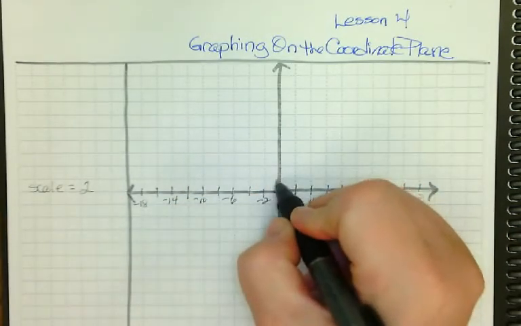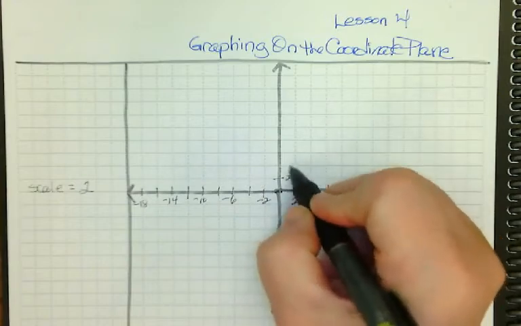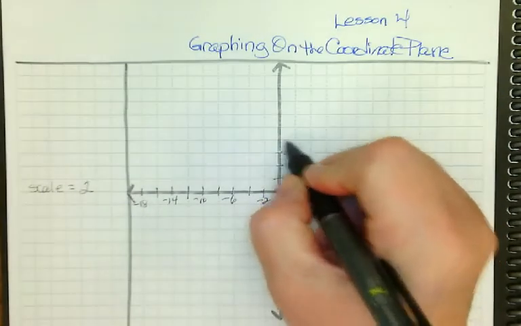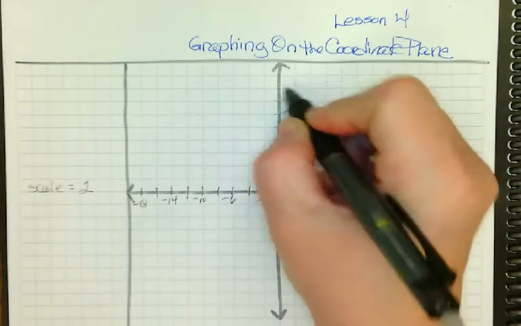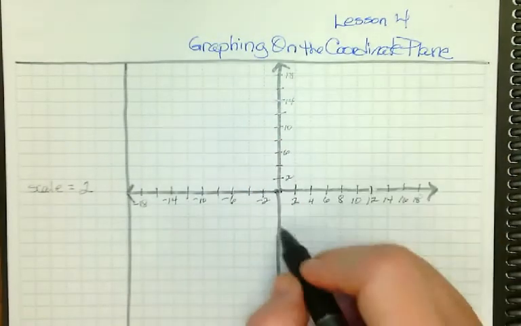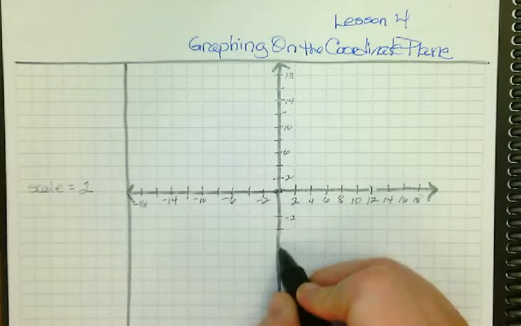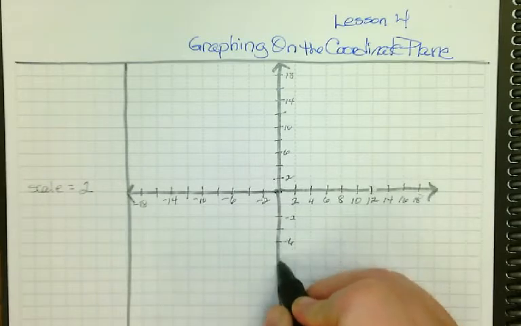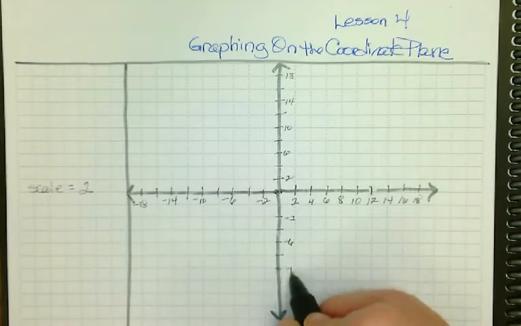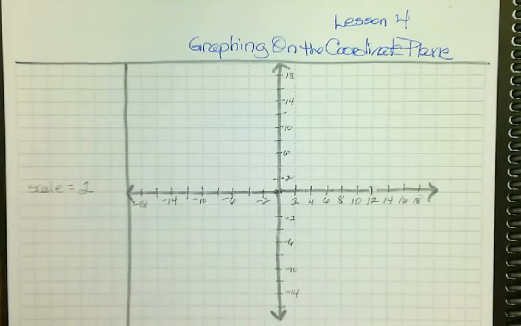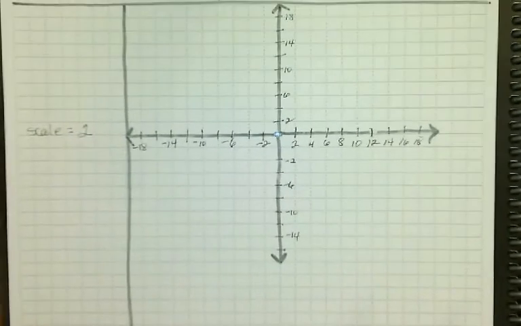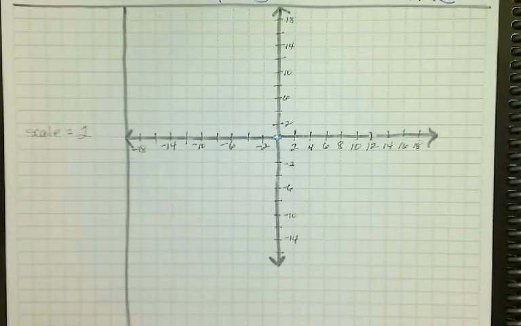This would be 2, 4, 6, 8, 10, 12, 14, 16, 18, and down here we've got -2, -4, -6, -8, -10, -12, -14, -16, and so on. Okay? So, this is our coordinate plane for this lesson.